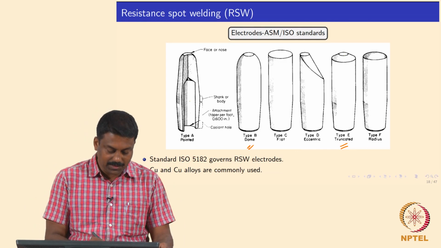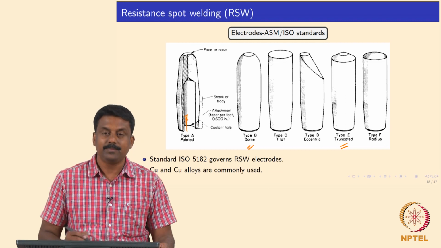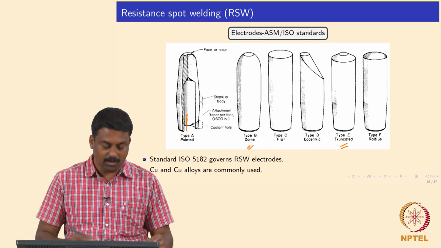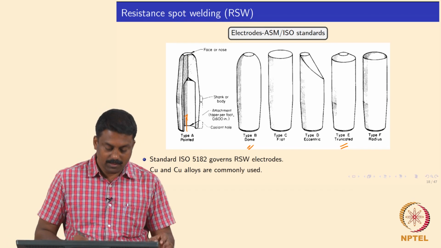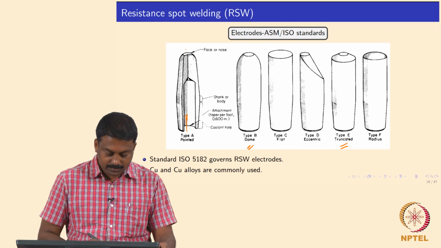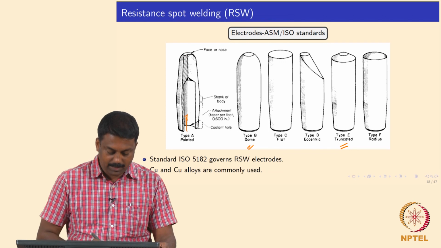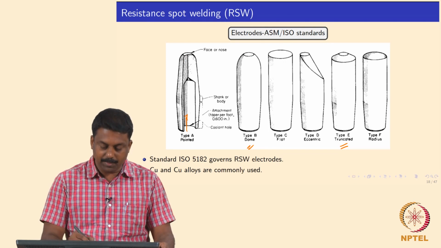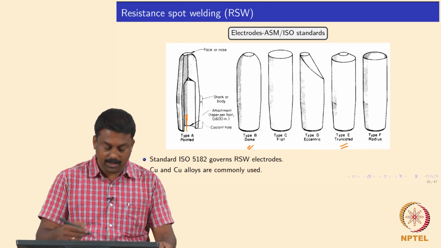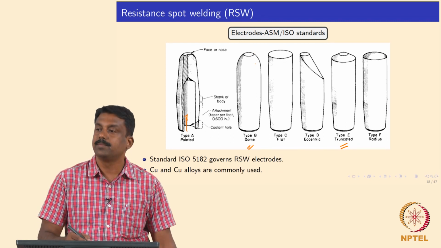Okay, so if you look at the cross section, this is the channel for water. Okay, so water goes in there to cool the electrode. Okay, so this is the face. So you may have a type A, it's a pointed type, or a dome type. So in our lab, what we have is a dome type electrode.